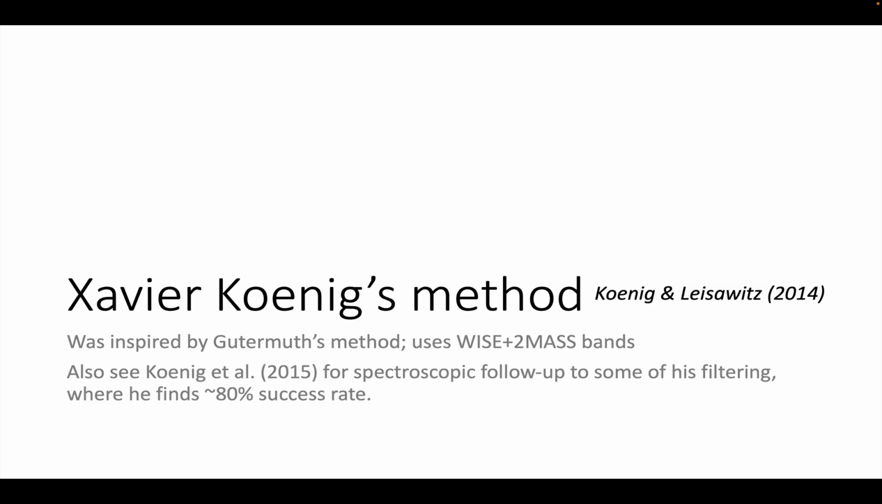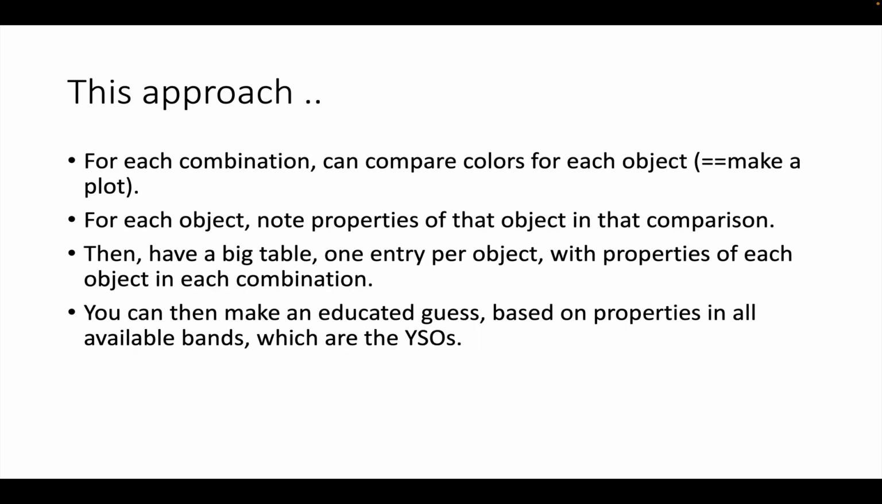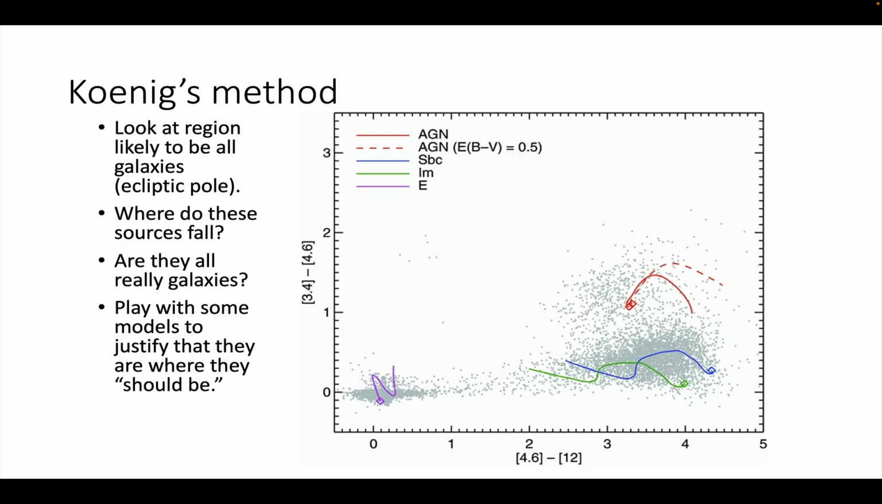So Xavier Koenig's method was inspired by Gutermuth's method, and this one uses both Ys and 2-mass bands. He's also published a follow-up study where he did spectroscopy of the things he identified as young stars to try to see how successful he was at identifying young stars, and he found about an 80% success rate given his method. So for this approach, again, you compare colors for each object, you know properties of that object, and you have a big table with properties of each object in each combination, and then you make an educated guess.